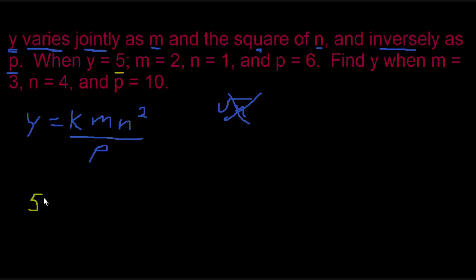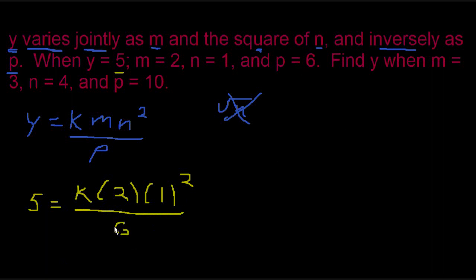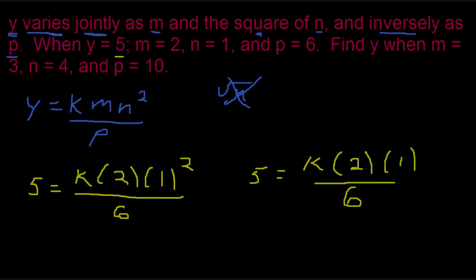Okay, now we need to find k, so I'm going to plug 5 in for y. M is 2, 1 is n, and remember I need to square that, and divide all that by 6. So I replace p with 6. Okay, now I need to just work on solving this for k. So maybe I can simplify it a little bit here. 2 and 1 squared, well, that's 1 times 1, which is 1, and divided by 6.